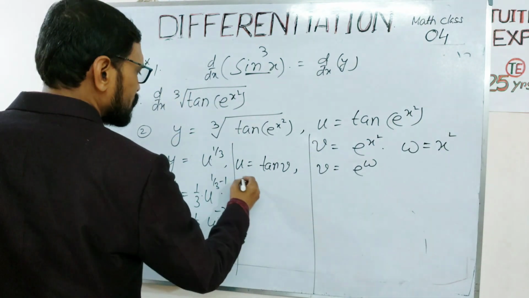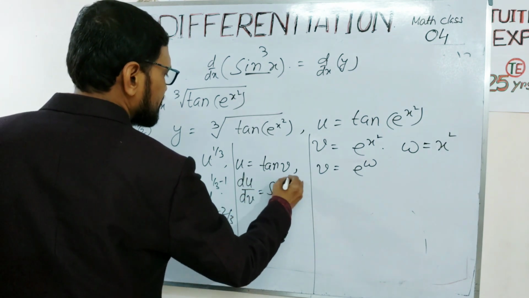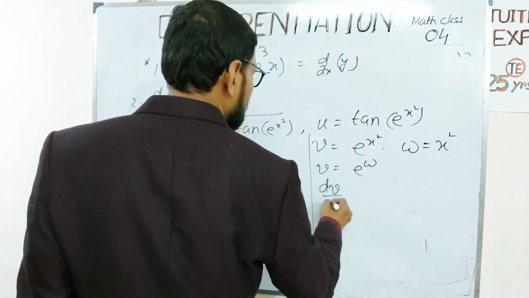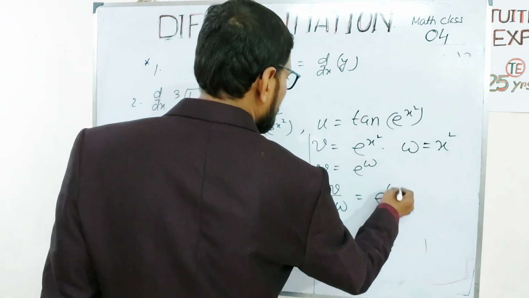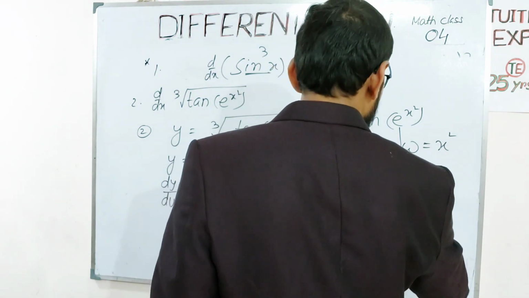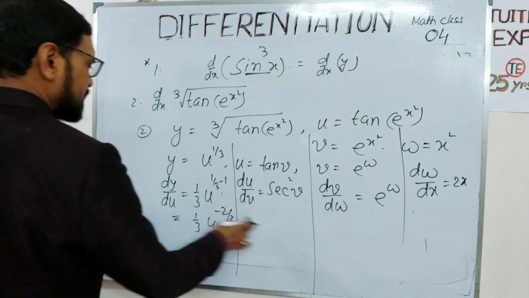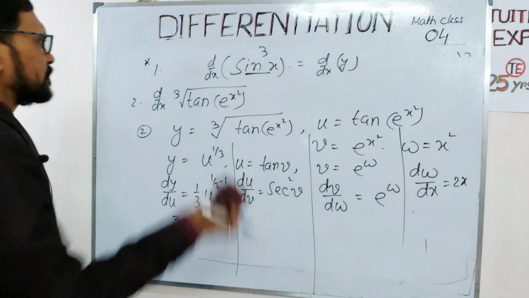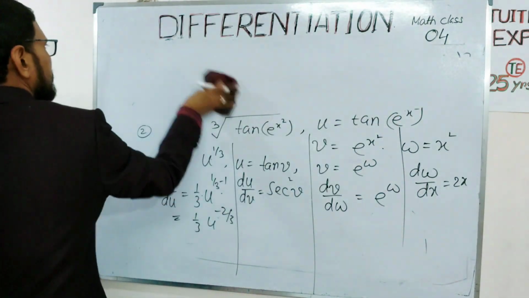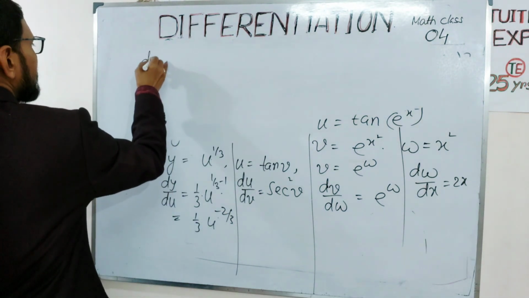Now u is the function of v, so we can find du by dv. This is sec square v. Now v is the function of w, so we can find dv by dw. So this is e to the power w, and w is the function of x square, so we can find dw by dx equal to 2x. So we get this result. Now we have to find dy by dx.